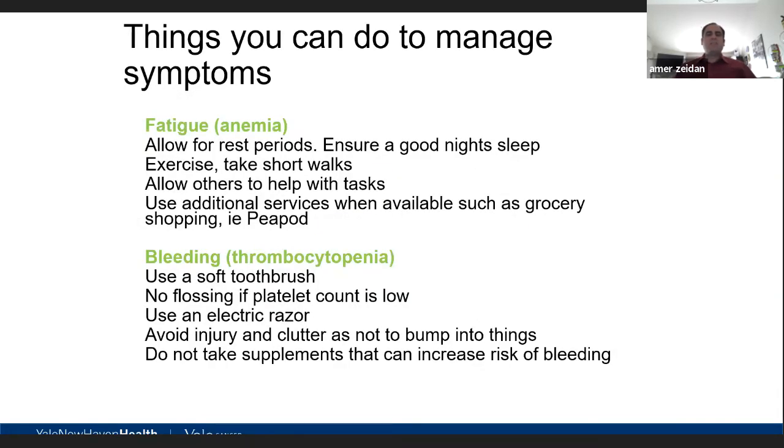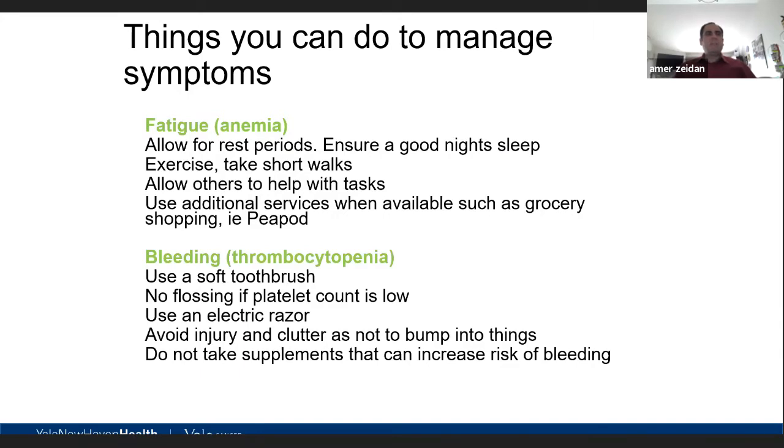There are certain things that you also can do to manage your symptoms. You can see some of those on the slide. For example, for the fatigue that comes from anemia, try to make sure you sleep well at night, exercise as much as you can, take short walks, don't do everything on your own, allow other people to help with tasks, and try to get naps and rest periods throughout the day. All of these things can help.